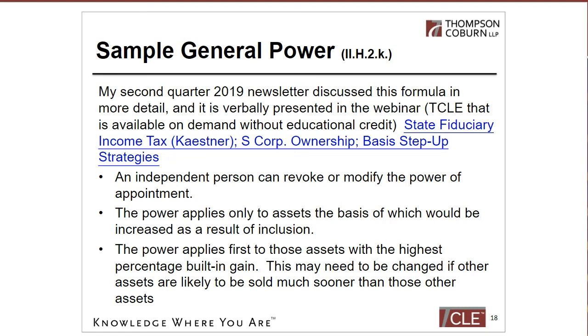But basically I have three elements. One is an independent person can revoke or modify the power at any time. The other is the power applies only to assets which would give you a basis step up. It also applies first to the assets with the highest percentage built-in gain. But I let the independent person change it however they want, and I expressly call out that you could change the ordering in that. There may be assets with higher basis step-up, but if the beneficiary is never, ever, ever going to sell them, then why not give the basis step-up to other assets? So that's a thought that's in there too.